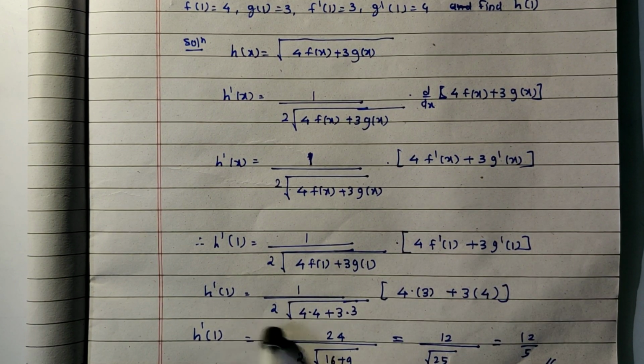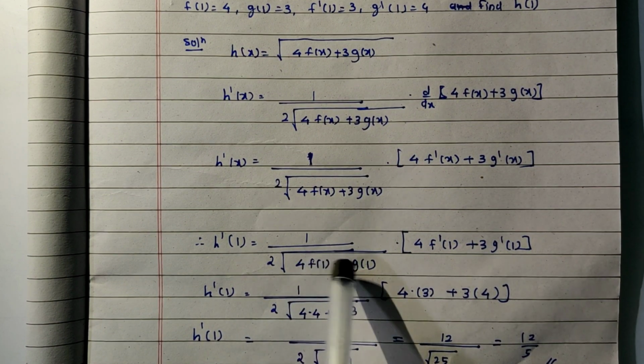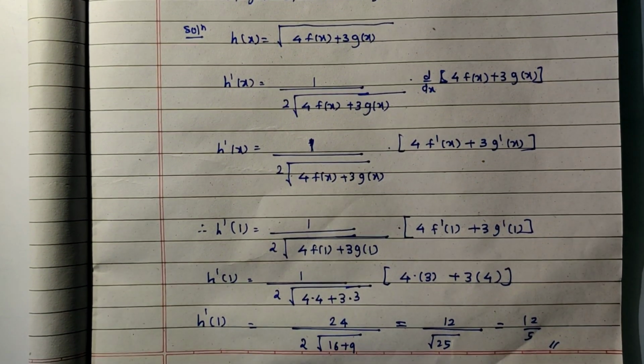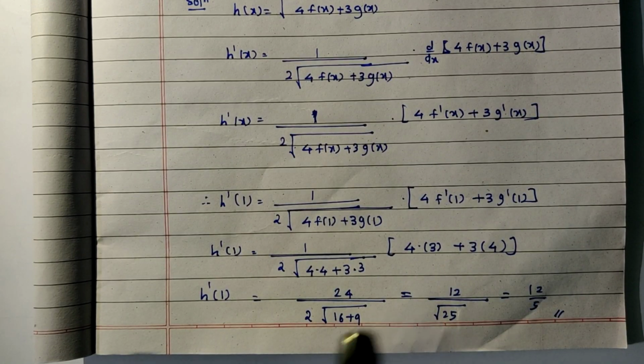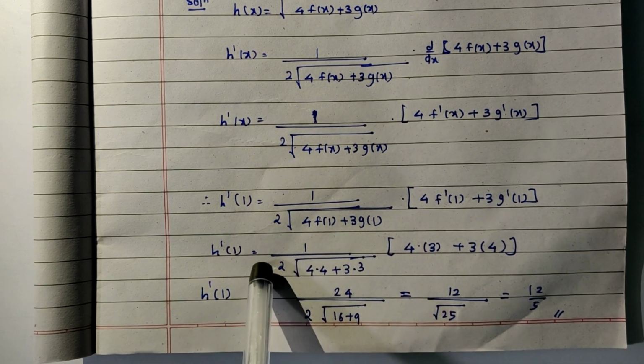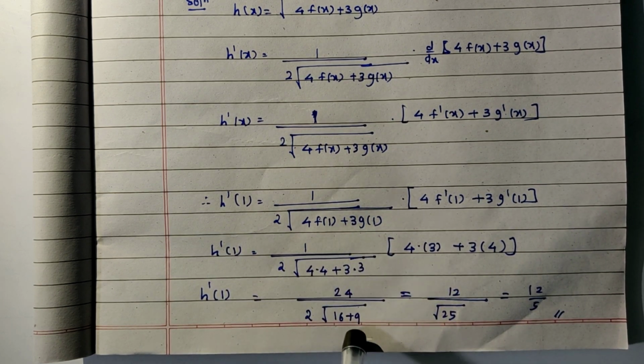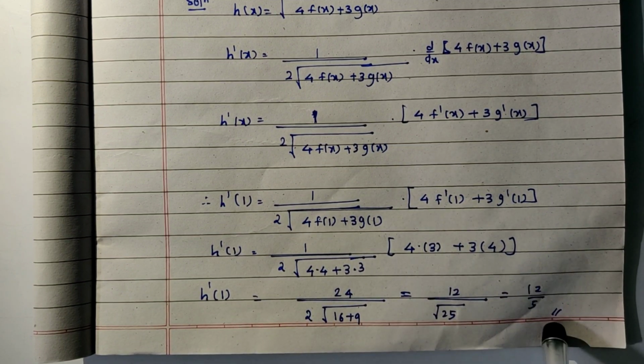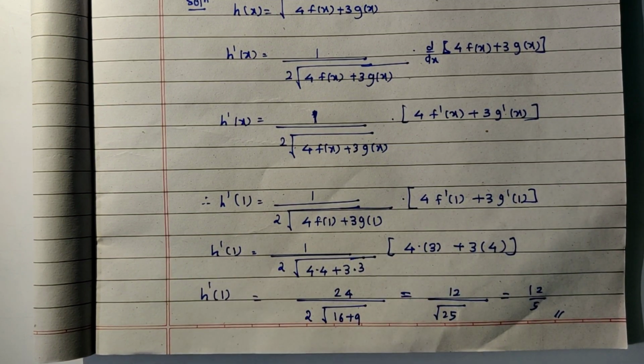2 is there, root of this again, substitute, and 16 plus 9 it will be. So it is 24 in the numerator, this 2, 16 plus 9, 25, that is 5. So 12 by 5 will be the answer, that is h dash of x.